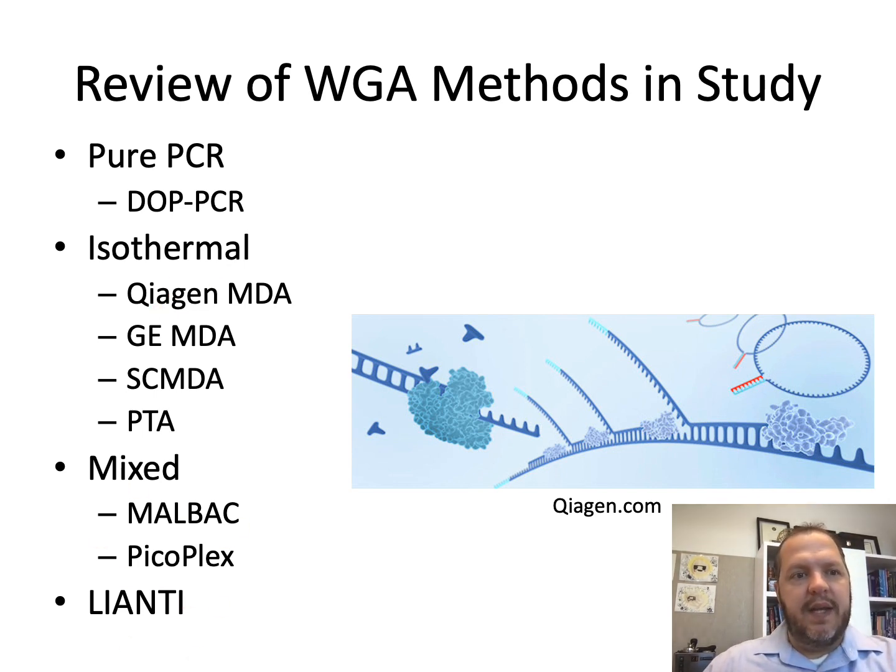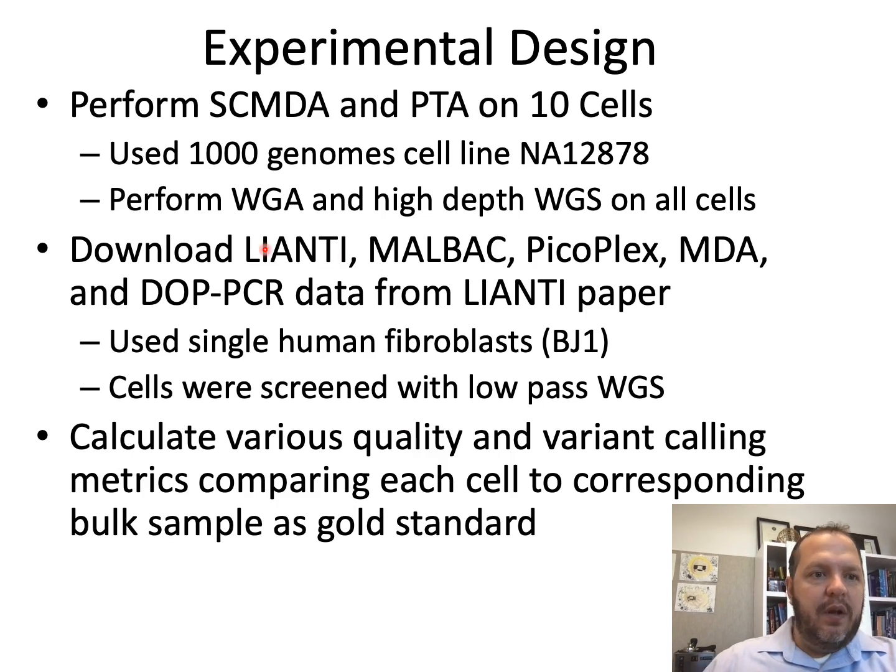as well as LIANTI. And the initial approach we did was to perform scMDA, which is kind of a newer version of MDA, and PTA on 10 cells. We used 1,000 Genomes cell line NA12878 because it has a good gold standard. And then we did the genome amplification and high depth whole genome sequencing on all cells, so we didn't pre-select cells. In addition, the LIANTI paper had been published around that time, which had done a similar study on LIANTI, MALBAC, PicoPLEX, MDA, and DOP-PCR.